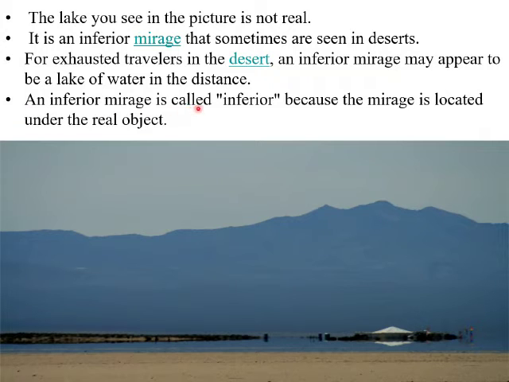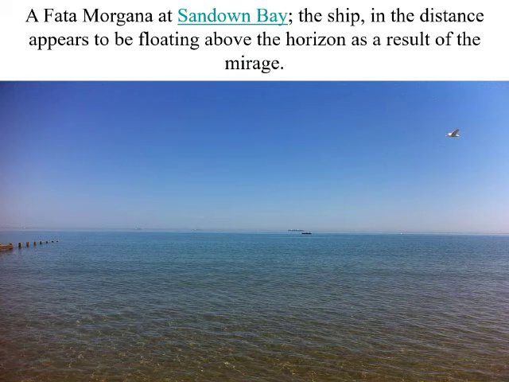An inferior mirage is called inferior because the mirage is located under the real object. So the examples that we saw for inferior mirage, the one of the camel, where we find that the mirage is inferior because the mirage is located under the real object. Similarly, this one is also an inferior mirage. This is an example of superior mirage. As we said, in superior mirage, there is illusion of objects above the actual object.